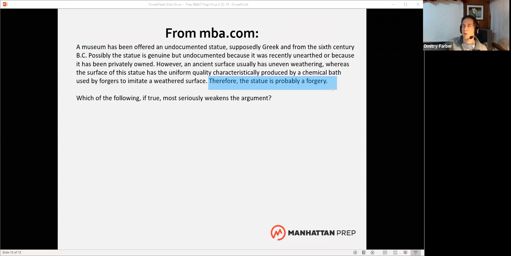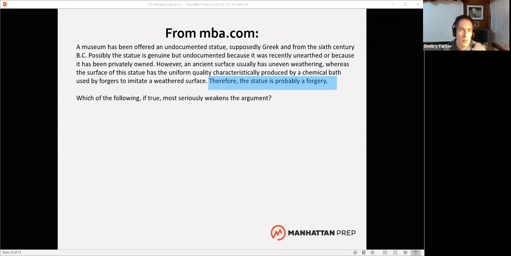Okay. We don't know that it's even probably a forgery. Yeah, it could be a well-preserved original piece, right? There could be some other explanation. So probably is tricky because, of course, probably means we're playing the odds. Maybe the private owner used the chemical bath because they like it that way.